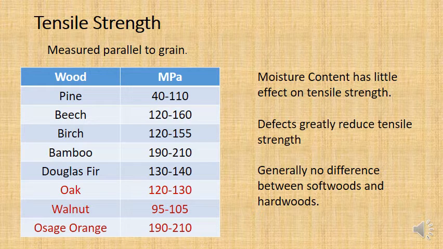But you've got to remember that it's the defects in the wood that really reduce the tensile strength. The other thing to remember is that moisture content doesn't actually have much effect on tensile strength. It has a little bit more effect on compressive strength, but not a lot. Where we care about moisture content is really how it can affect the durability of the wood, especially if there's variation in the moisture content. That's the important thing.